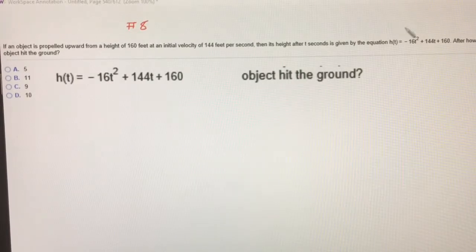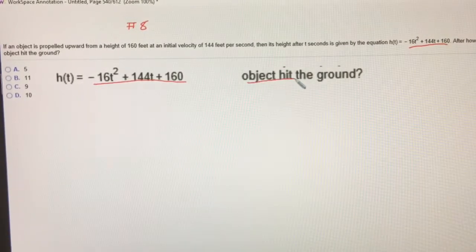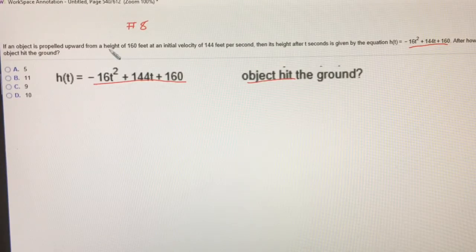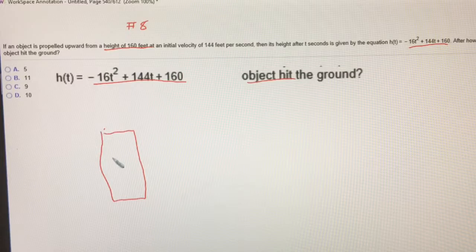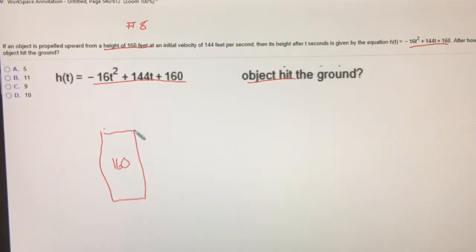This one I got a lot of words, and then it gives me the equation. So I like when it gives me the equation. And it asks, when does the object hit the ground? So here's the picture of this. An object is thrown from a height of 160 feet. So that means you're going to have a building or a cliff that's 160 feet off the ground. Then you're going to throw this thing upward, and then it's going to fall and hit the ground.